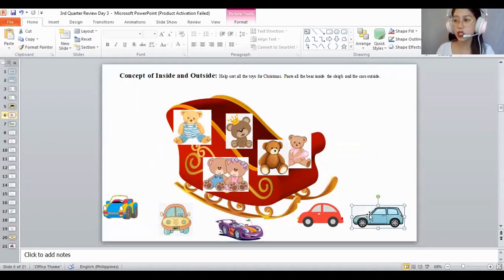Again, teacher will ask you, where is the bear? Is it outside the sleigh or inside the sleigh? Yes, it's inside the sleigh. How about all the cars? Where are all the cars? Is it inside or outside the sleigh? Outside the sleigh. Very good. That's the concept of inside and outside.